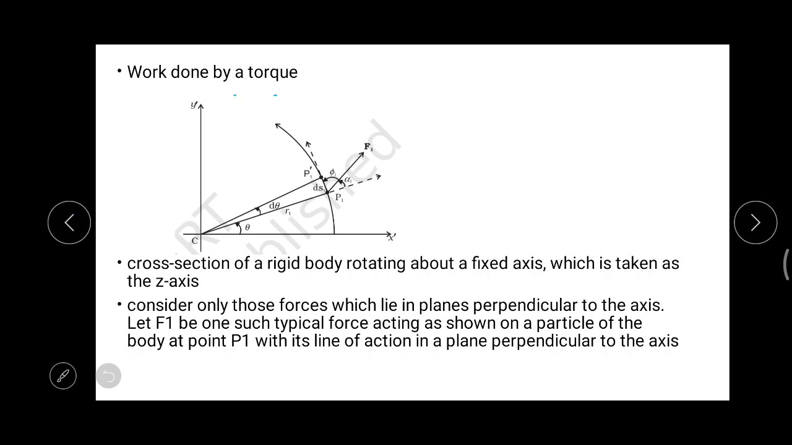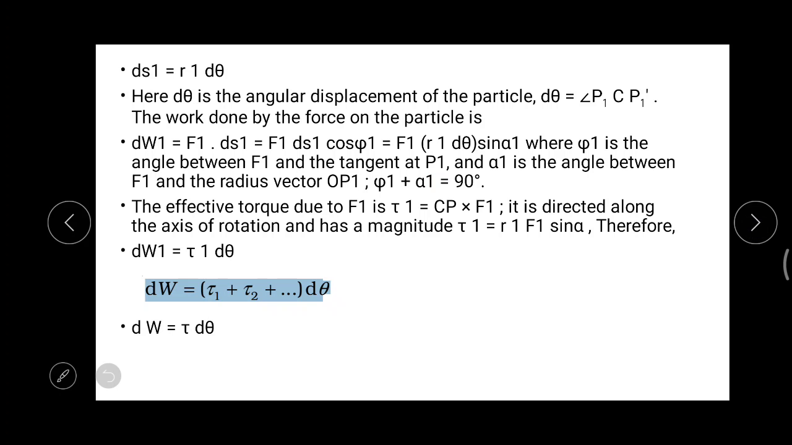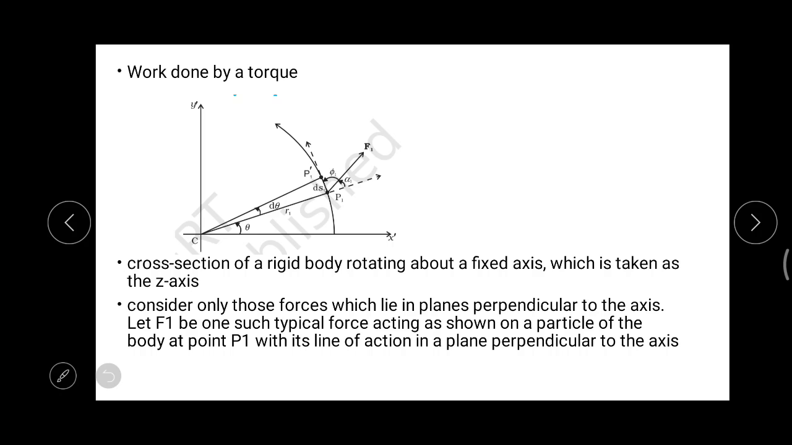Now the angle between the force and the displacement vector is taken as phi 1. The angle between the linear force and the direction of the displacement is phi 1. So F1 ds1 cos phi 1 will be the magnitude of the work done, where ds1 is equal to r1 d theta, and cos phi 1 will be equal to sine of alpha 1, where alpha 1 is the angle between the force and the position vector, the radius r1. We have taken that angle as alpha 1.